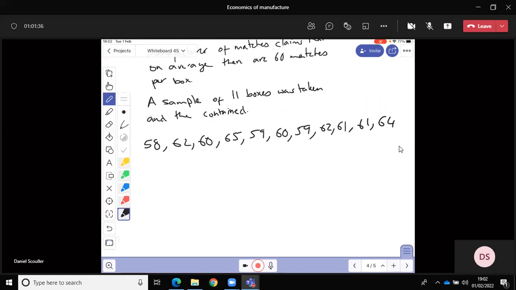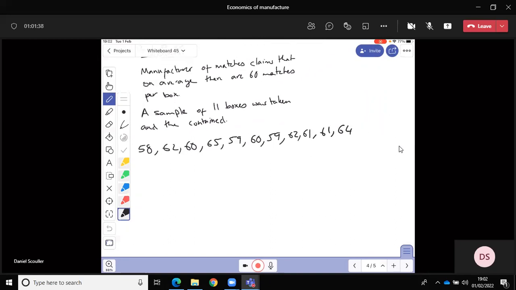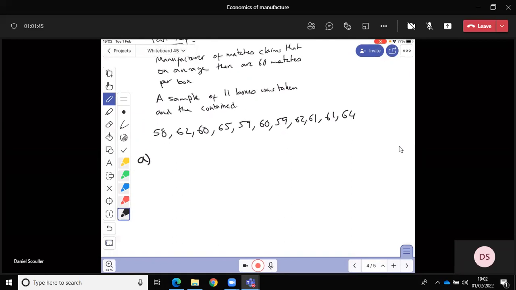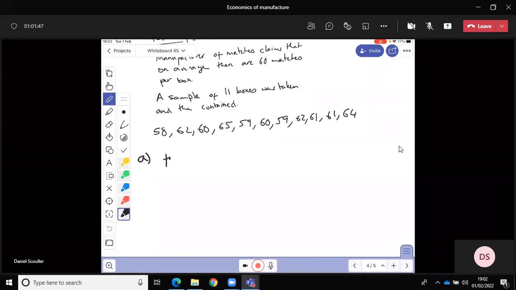Okay, so total 6 marks. Question A: from the data, find the median, the lower quartile, which is Q1, and the upper quartile.